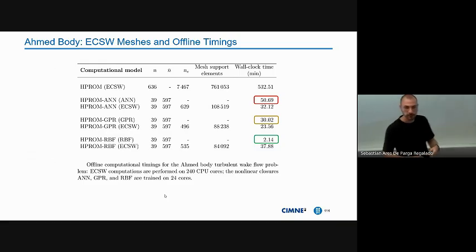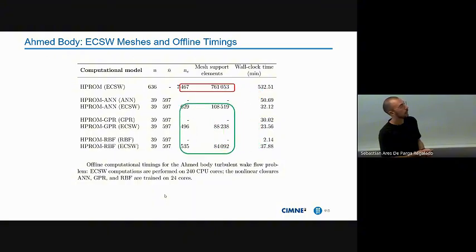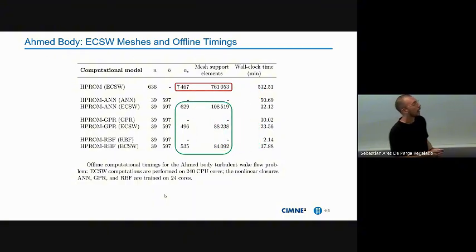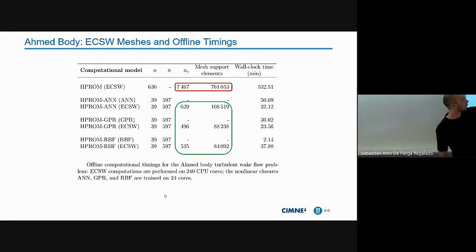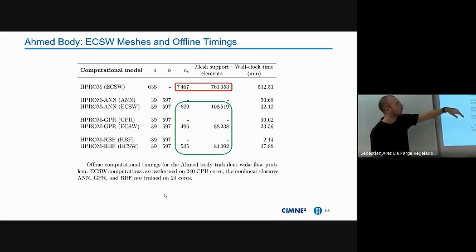So this is the part that I like about the RBF, that it has this deterministic component that makes the training very easy, etc. And if you go ahead and see how many elements we needed for the traditional HP-ROM, it was in the ballpark of 8,000.